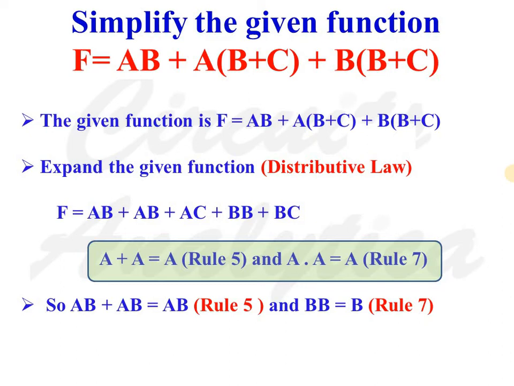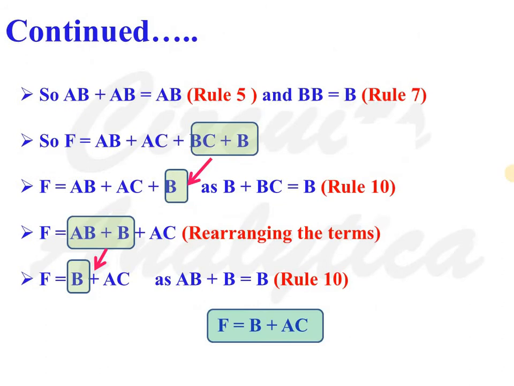According to rule 5, we can write AB plus AB is equal to AB. And according to rule 7, we can write B into B is equal to B. So F is equal to AB plus AC plus BC plus B. As BC plus B is equal to B, according to rule 10, we can rewrite the expression for F as F is equal to AB plus AC plus B.